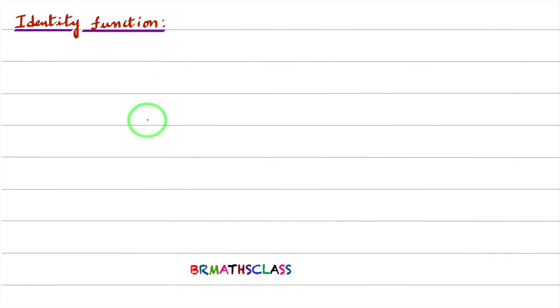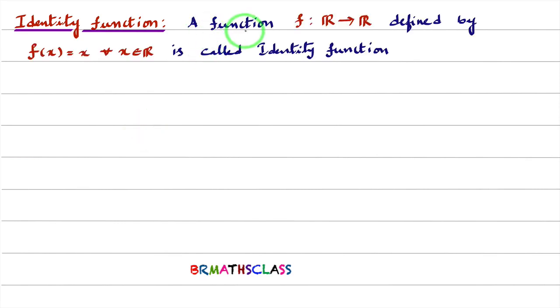Next, the definition of identity function, an example to understand the identity function, and we will learn how to draw the graph of the identity function. First, we will learn the definition of identity function. A function f from the set of all real numbers to real numbers defined by f of x equal to x for any x belongs to R is called the identity function.